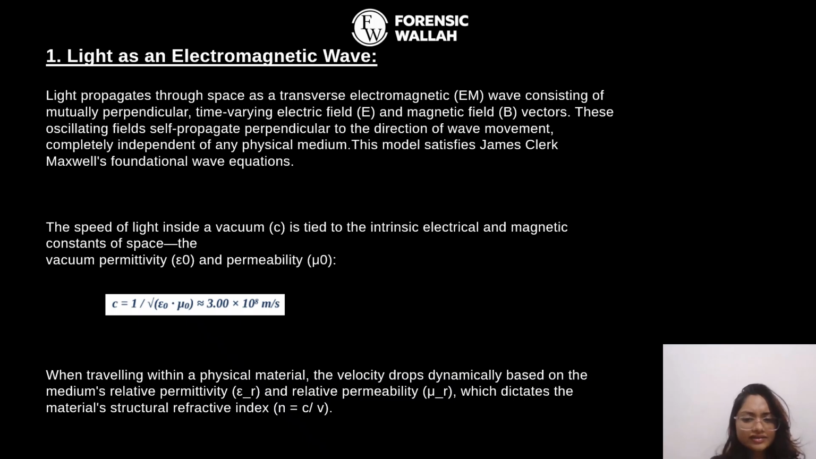However, when light leaves a vacuum and travels within a physical material such as glass, water, or a polymer, its velocity drops dramatically. Now, this reduction depends on the material's relative permittivity, that is epsilon r, and relative permeability, that is mu r. This interaction dictates the material's structural refractive index, that is n, which we calculate using the classical ratio of the speed of light in a vacuum to the velocity in the medium, that is n equals c upon v.